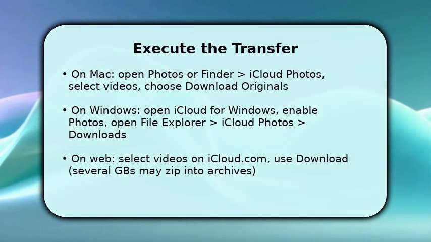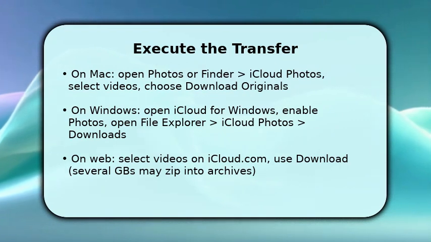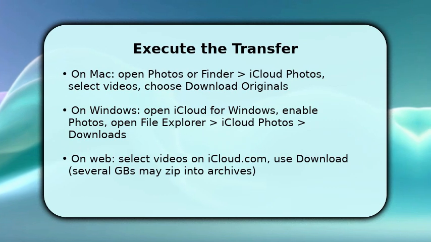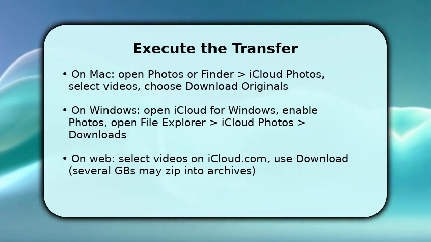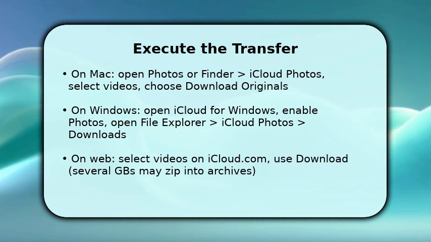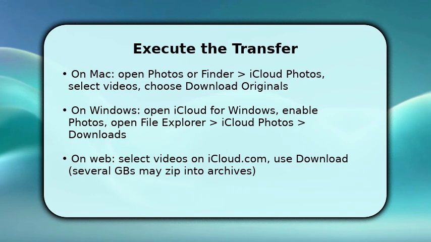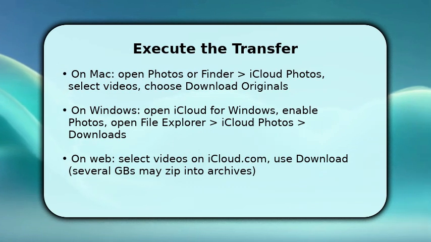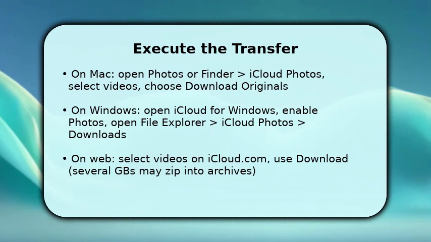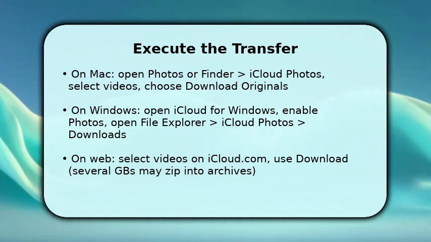On a Mac, open Photos or Finder and select the videos, then choose Download Originals to save full resolution files. This preserves edits and metadata. On Windows, enable iCloud Photos, open File Explorer's iCloud Photos folder, and copy from Downloads to your local drive for a persistent copy. If using iCloud.com, select multiple videos and hit Download.